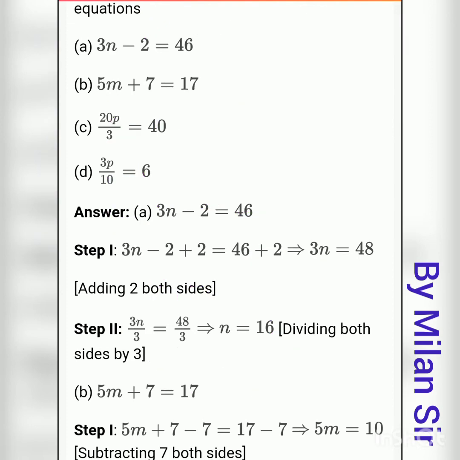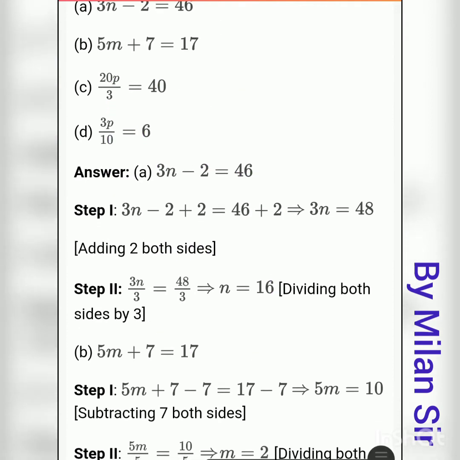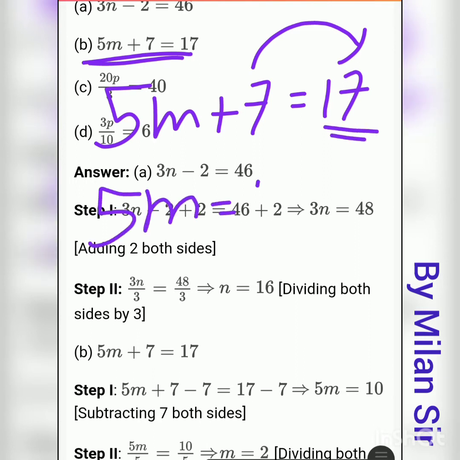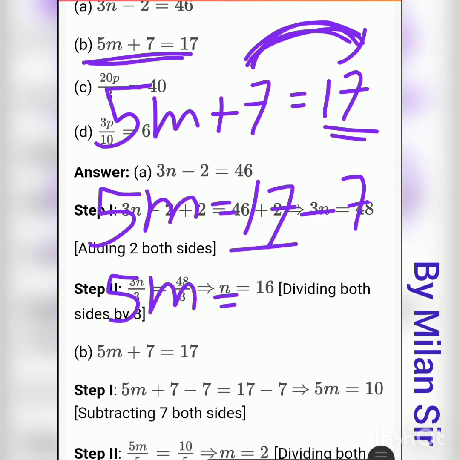Okay. Now similarly, we need to solve this second equation. 5m plus 7 is equals to 17. Now transfer this plus 7 to the right hand side. It becomes minus 7. Here we have 17 that we need to write first. And if we transfer this plus 7 to the right hand side, it becomes minus 7. So 5m is equals to 17 minus 7, 10.